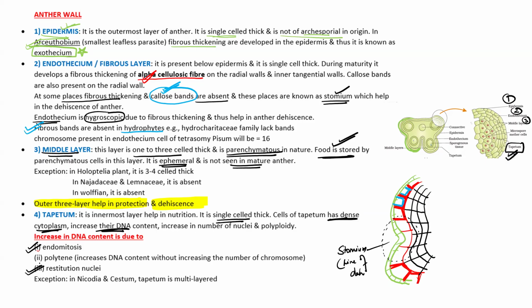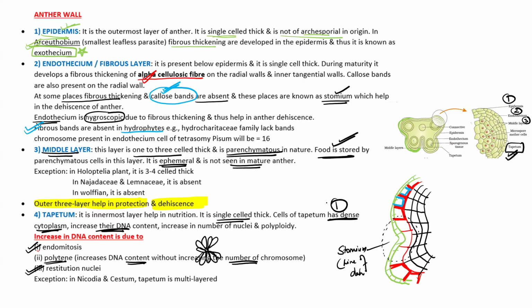Restitution nuclei is a condition in which they do normal mitosis, but at telophase, instead of making two nuclear envelopes, they make only one nuclear envelope. Is it clear? Polytene is the condition in which during S phase, instead of making only one, doubling the one chromatid, they keep increasing their chromatid number only. So obviously the DNA content will increase. Is it clear? So polytene means DNA content increases without increasing the number of chromosomes. The chromosome is still one, but the number of chromatids has increased, so the DNA content has increased. So please understand the concept.